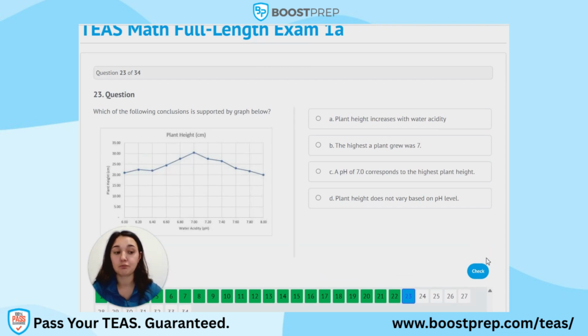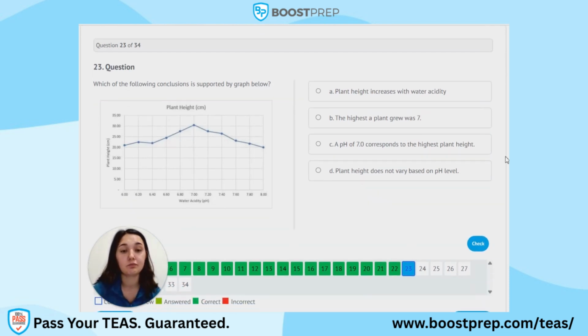Question 23. Which of the following conclusions is supported by the graph below? A, plant height with water increases with water acidity. B, the highest a plant grew was 7. C, a pH of 7.0 corresponds to the highest plant height. D, plant height does not vary based on pH level.